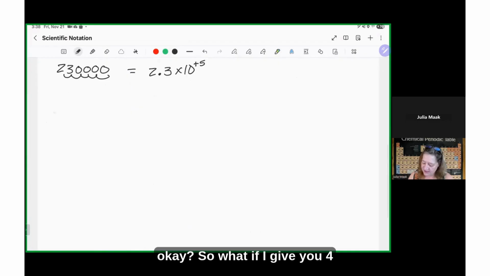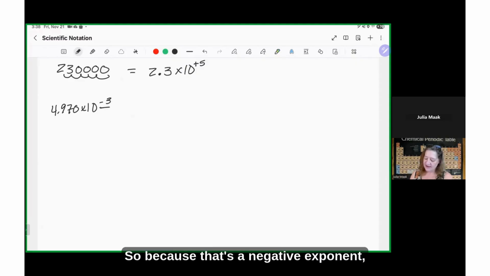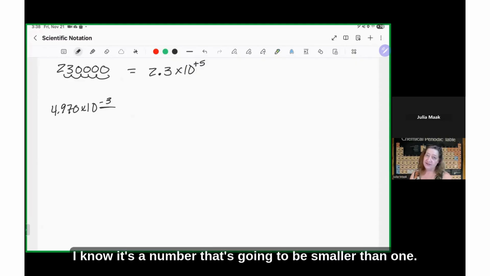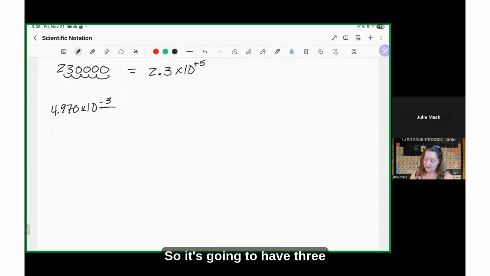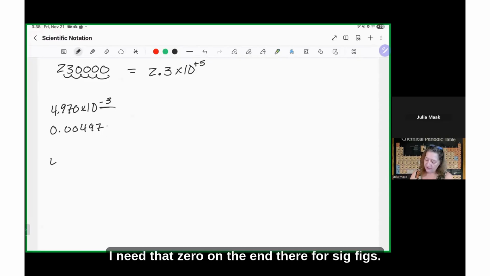Okay, so what if I give you 4.970 times 10 to the negative 3? Okay, so because that's a negative exponent, I know it's a number that's going to be smaller than 1. So it's going to have 3 zeros in front of the number. Okay. Now what if I have, oh, I need that 0 on the end there for sig figs.